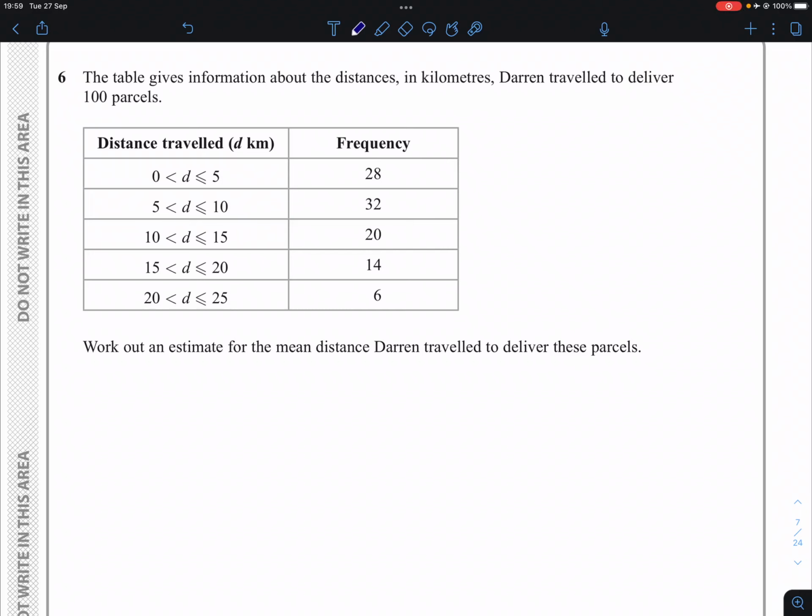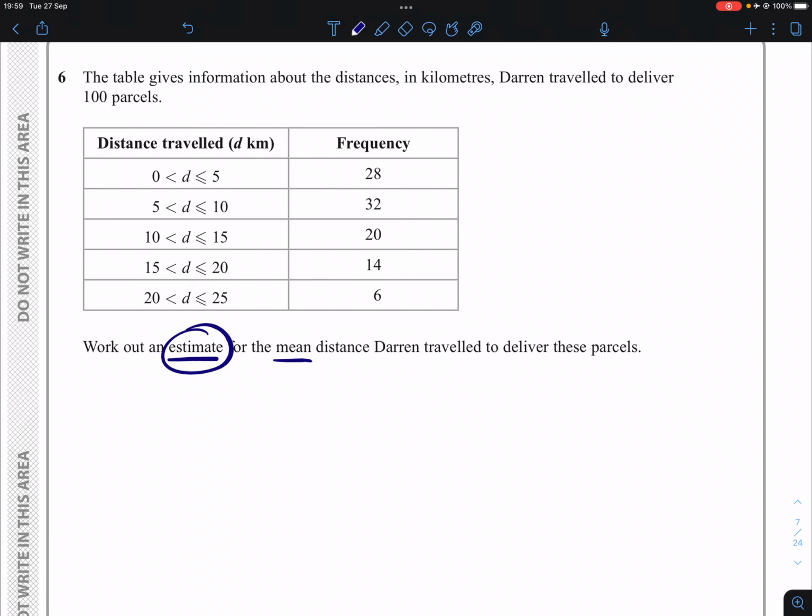Question 6. We have a table giving information about the distances that Davin travels to deliver 100 parcels. So we have groupings, intervals of distances, and the number of instances in which parcels were delivered within 0 to 5 kilometers. The question asks us for an estimate for the mean.